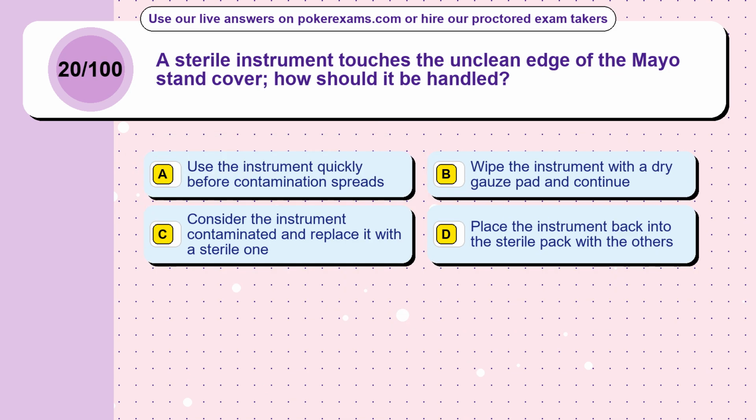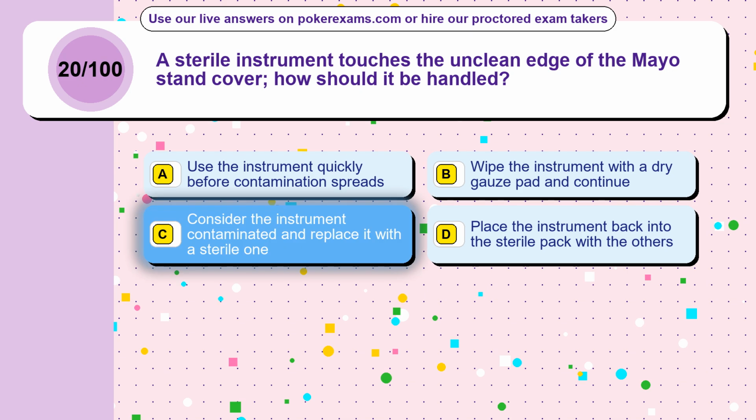Question 20. A sterile instrument touches the unclean edge of the Mayo stand cover. How should it be handled? Option A. Use the instrument quickly before contamination spreads. Option B. Wipe the instrument with a dry gauze pad and continue. Option C. Consider the instrument contaminated and replace it with a sterile one. Option D. Place the instrument back into the sterile pack with the others.